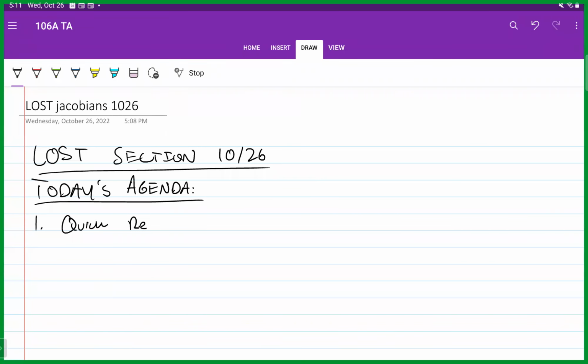Okay, recording started. All right, so I was going to start with a quick review of the rigid body velocities.